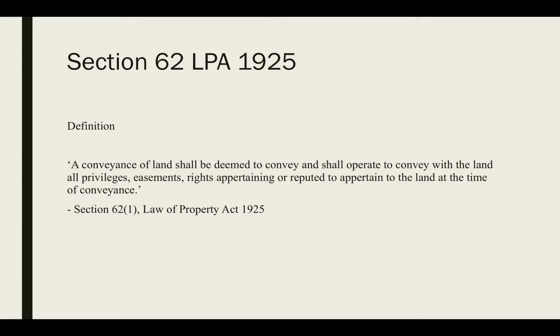Section 62(1) of the Law of Property Act 1925 provides that a conveyance of land shall be deemed to convey, and shall operate to convey with the land, all privileges, easements and rights appertaining or reputed to appertain to the land at the time of the conveyance. The effect of this provision is that it converts any rights, privileges or advantages enjoyed by the occupier of a dominant tenement before the sale or the lease of the land into legal easements.